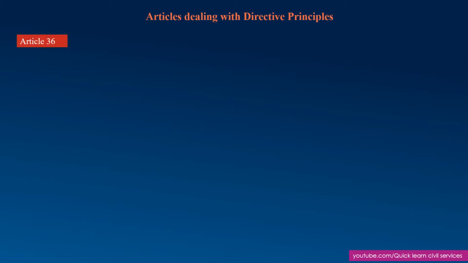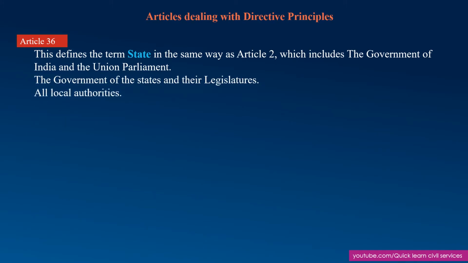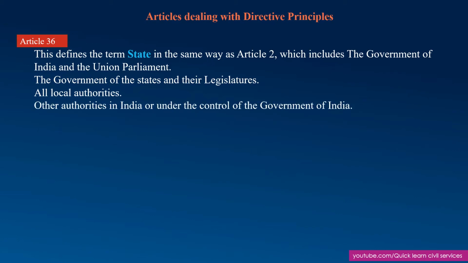Article 36. This defines the term state in the same way as Article 2, which includes the Government of India and the Union Parliament, the government of the states and their legislatures, all local authorities, and other authorities in India or under the control of the Government of India.